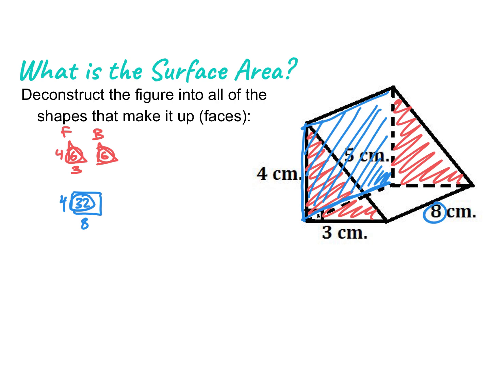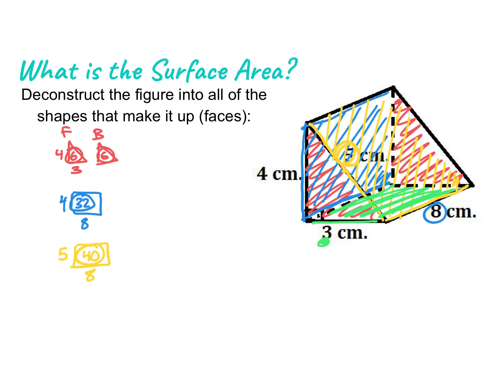Okay. Then I've got this one that's kind of, I don't know what to call it, on the right-hand side. And this one has this line we haven't used yet. This is 5 by 8. So this rectangle is going to be 5 by 8 for a total of 40 centimeters squared. And then we have one more we haven't used, and that's this bottom part. And that is 3 by 8. And 3 times 8 is 24.